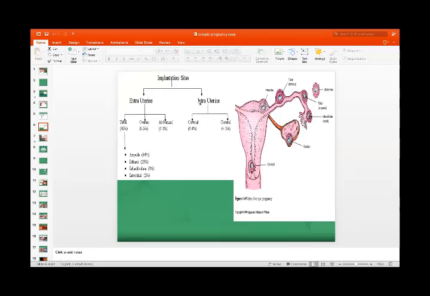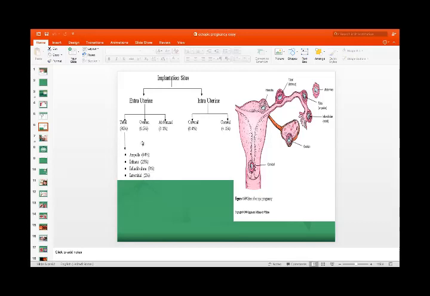According to the implantation site, ectopic pregnancy is divided into intrauterine and extrauterine. In intrauterine, it is the cornual pregnancy or the cervical pregnancy. Cornual pregnancy is less than 1% and cervical pregnancy is 0.4%. In case of extrauterine, which is outside the uterine cavity, tubal is more than 85%, ovarian is very rare, 0.5%, and abdominal, 0.1%. In a tubal pregnancy, ampullary pregnancy is 64%, in the isthmus is 25%, in the infundibulum 9%, and interstitial is 2%.